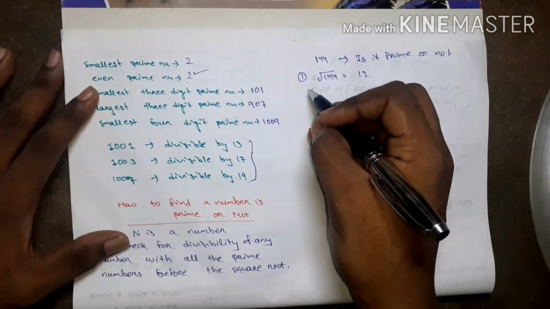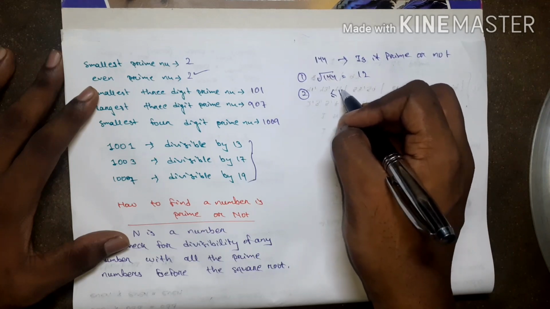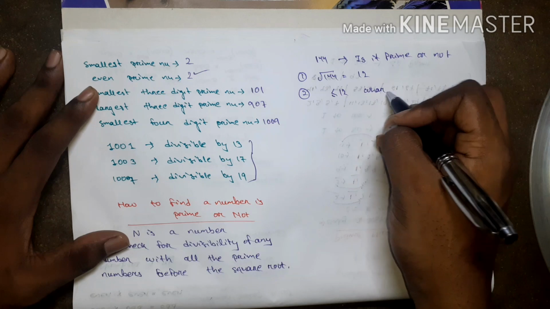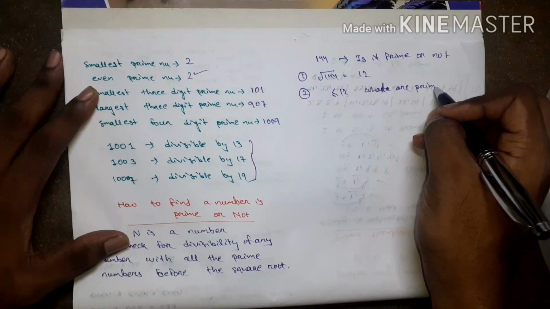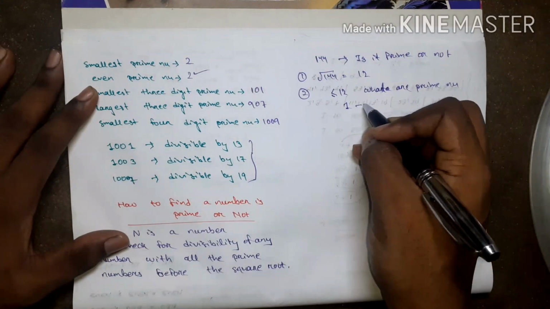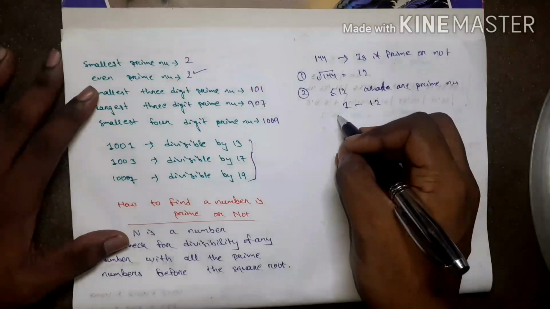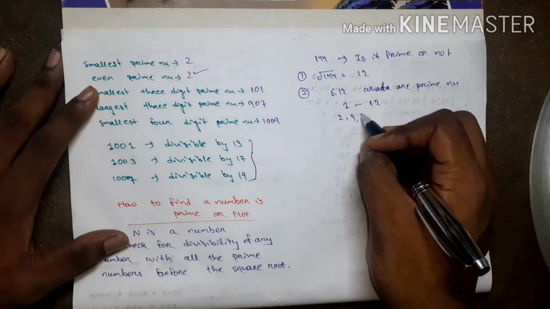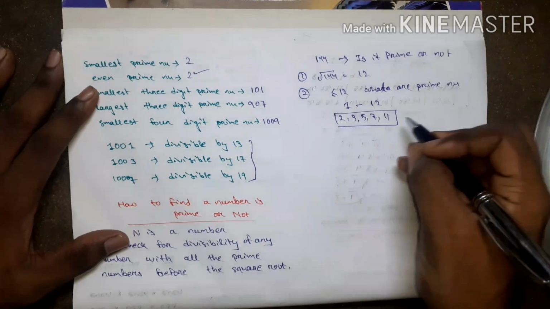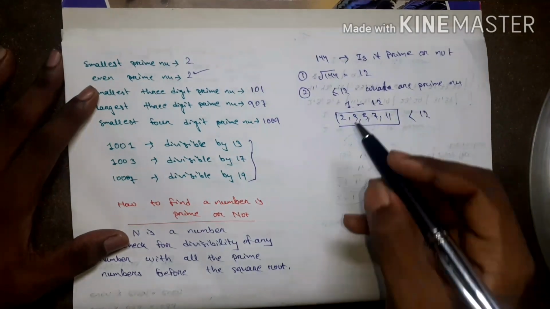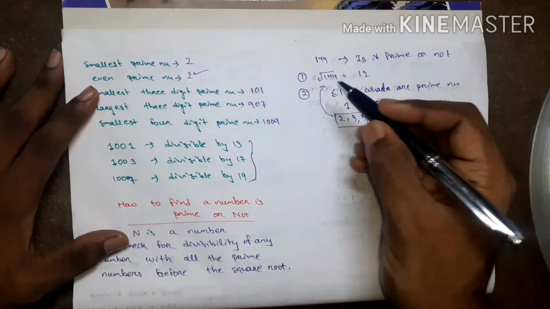First step done. Second step: the prime numbers less than 12. What are the prime numbers from 1 to 12? 2 is a prime number. 3, 5, 7, 11. These are the prime numbers less than 12. We have to take the divisibility test for 144.